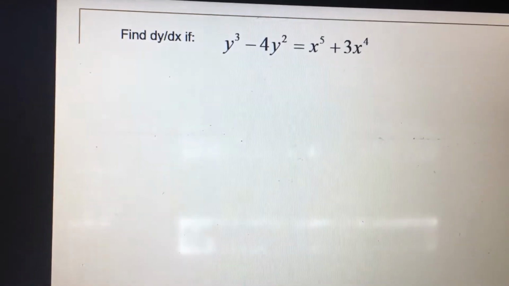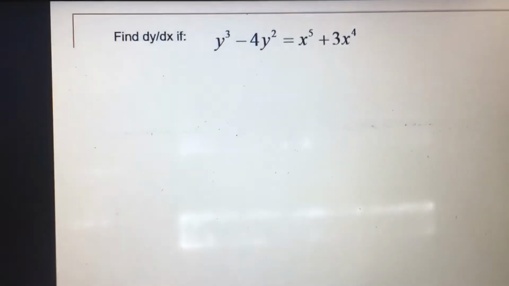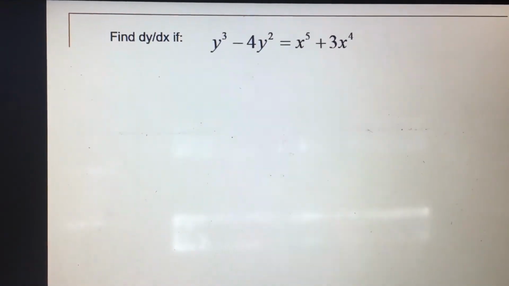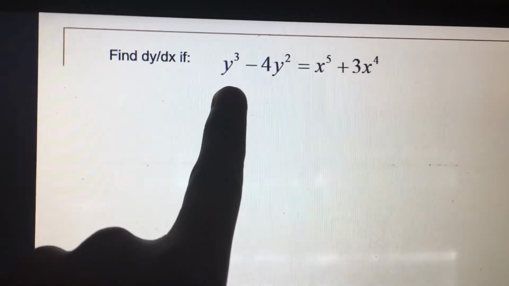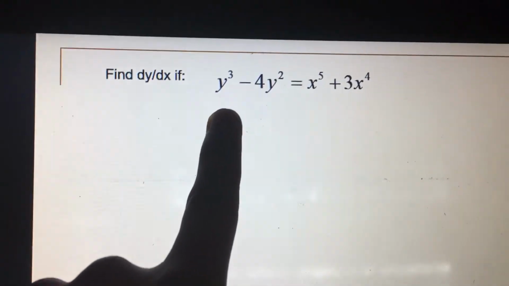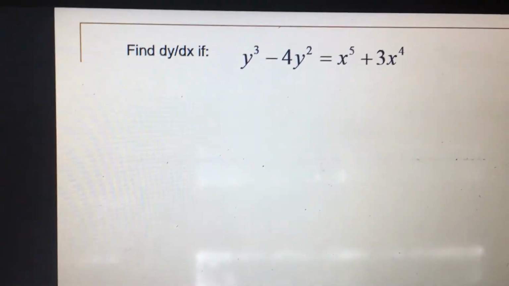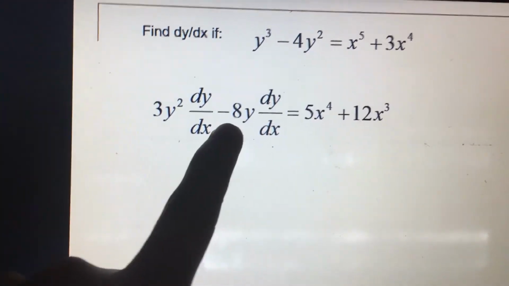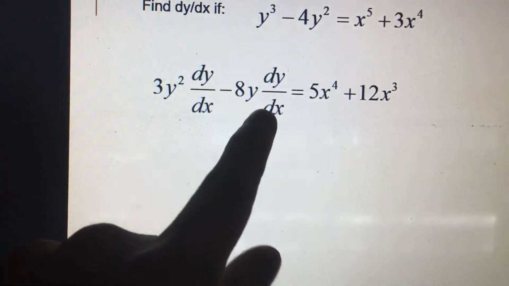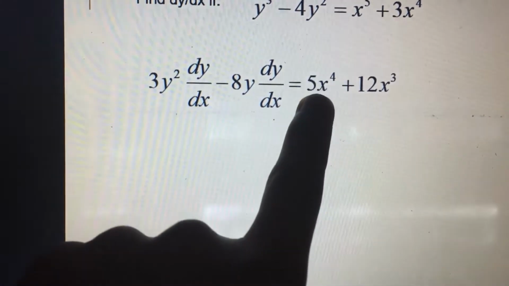Okay, another example, find dy over dx. Again, just like what I've said, dy over dx means y prime. What is the derivative of y cubed? It's 3y squared. Since this is y, lagyan ng y prime. Minus, the derivative of 4y squared is 8y and lagyan ng y prime or dy over dx. Derivative ng x5 is 5x raised to 4.